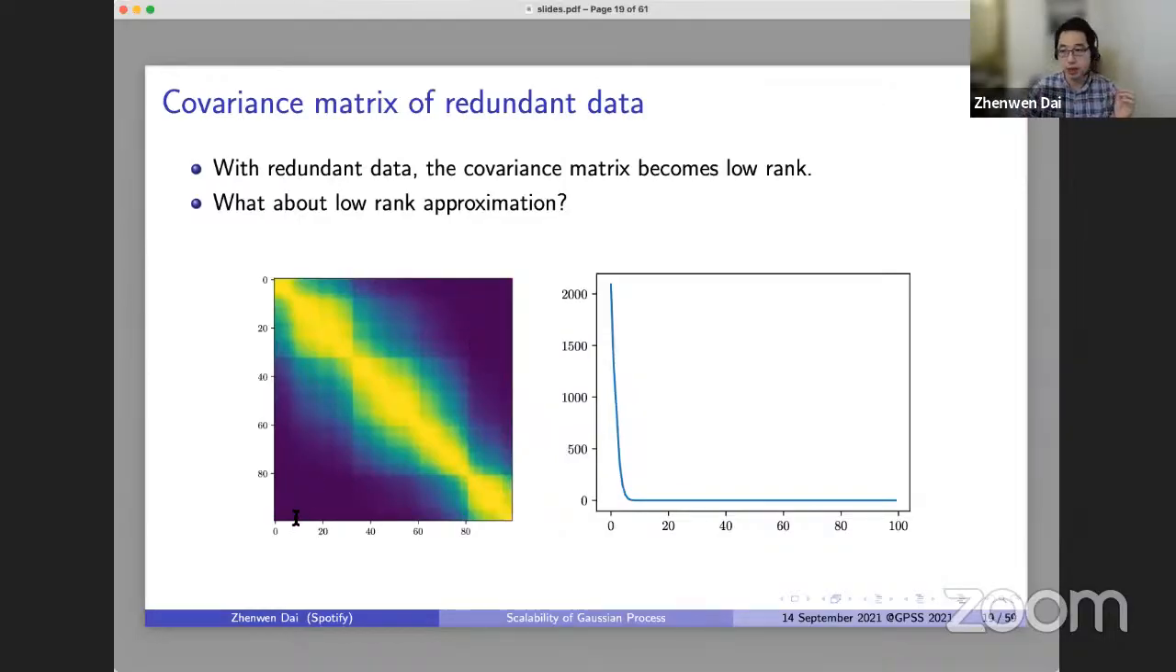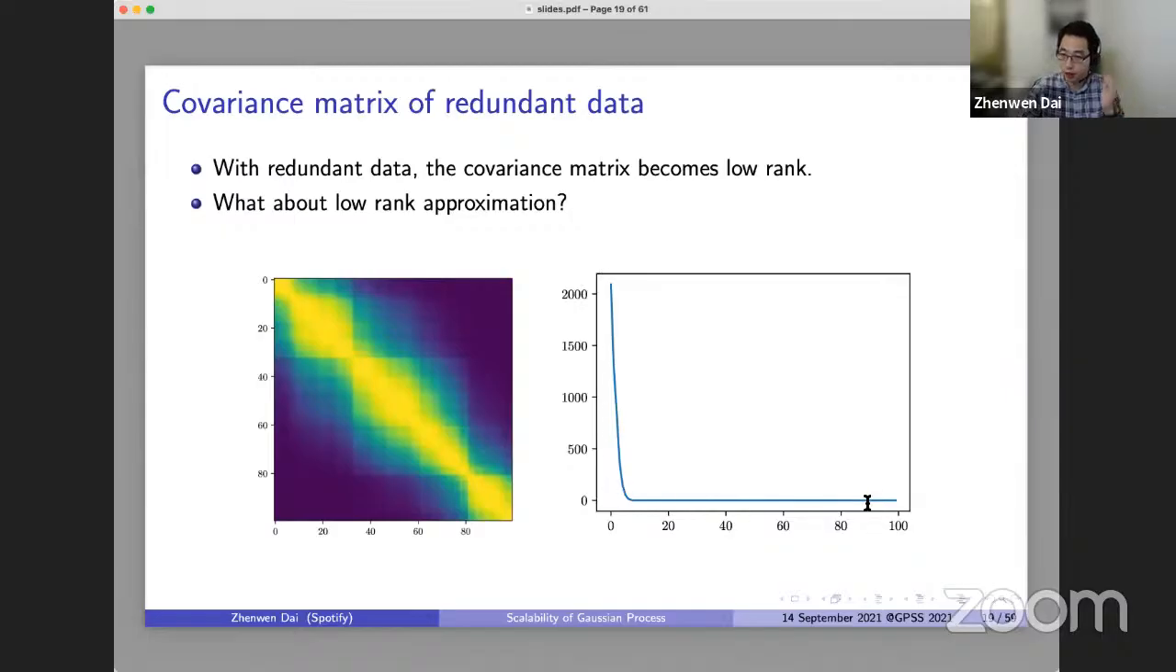I sorted the 100 data points from left to right, and plotted the covariance matrix of those 100 data points on the left-hand side as a heat map. You can see those big blocks of high values indicate strong correlations inside, in particular in the middle part. On the right-hand side, for this 100 by 100 covariance matrix, I calculated the eigenvalues, sorted them, and plotted them from big to small.